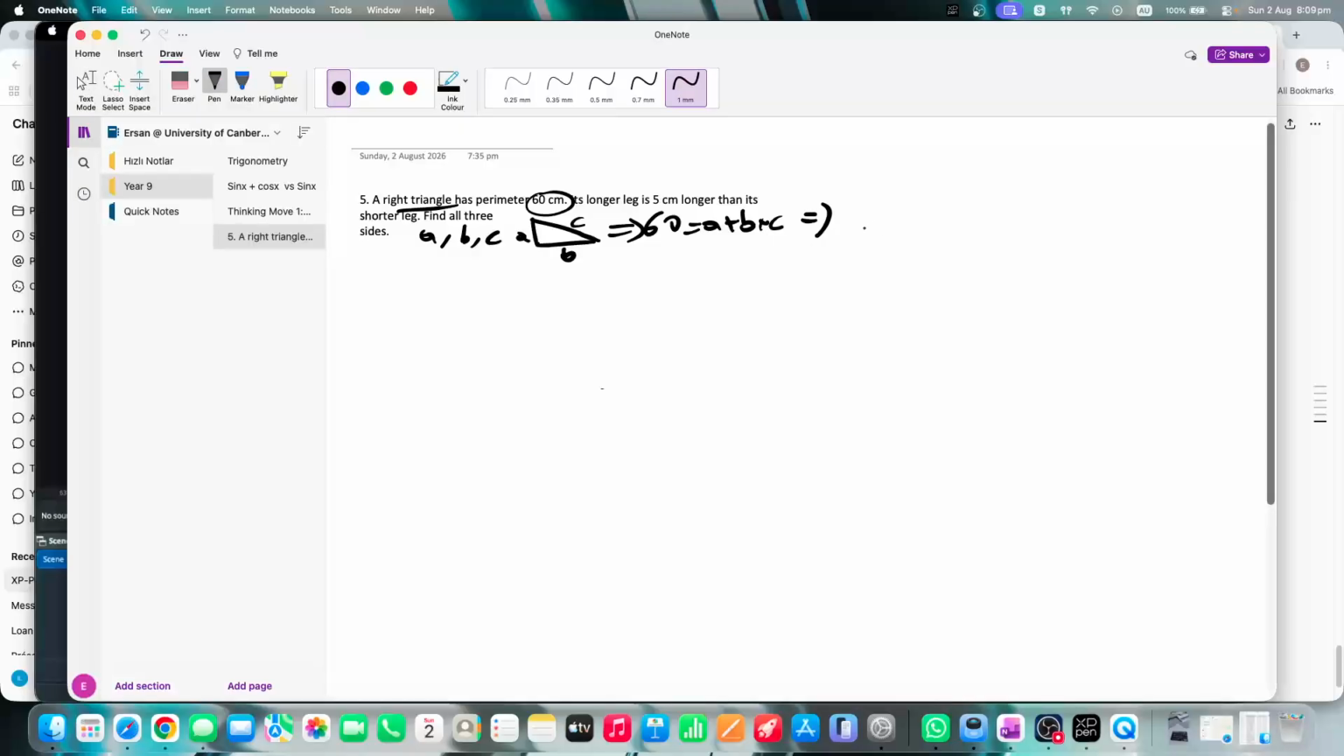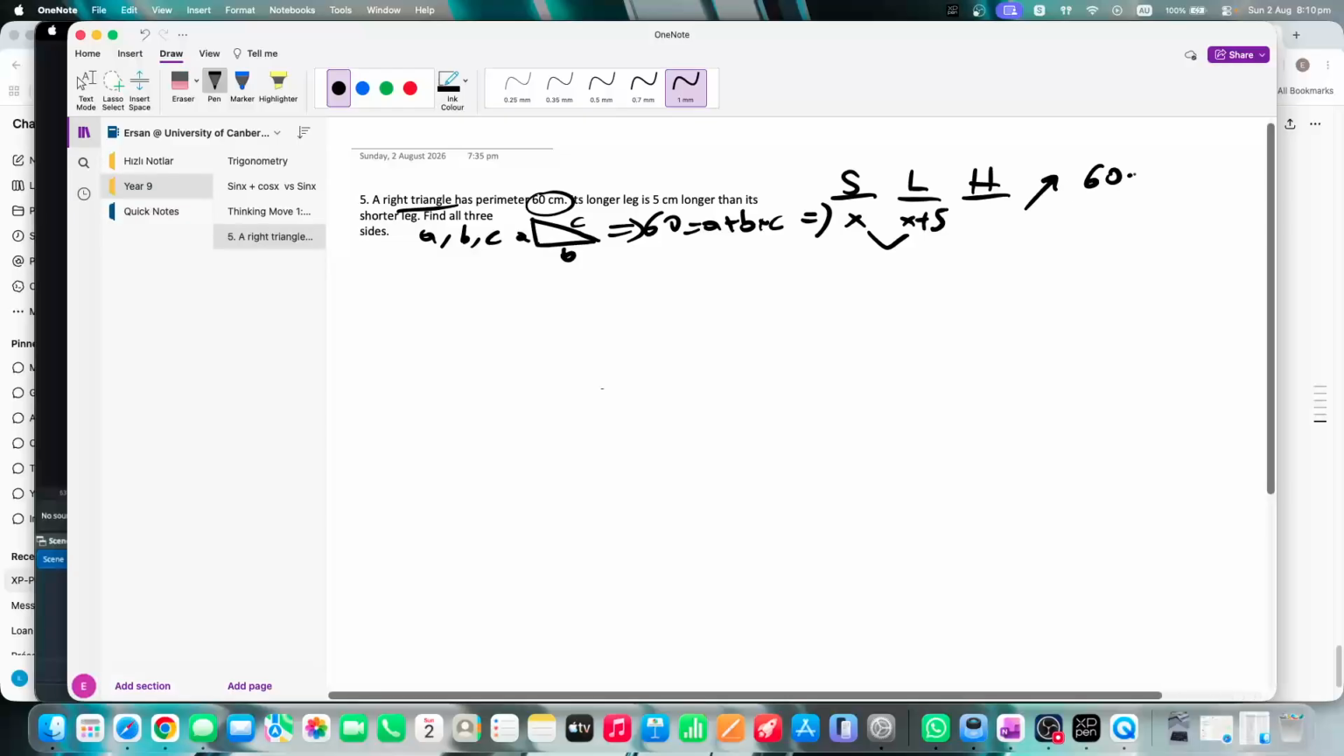Then, I also know the difference between the longer leg and the shorter leg is 5, which means if I just call the shorter leg x, then the longer leg is x plus 5. And how about the hypotenuse? Their sum is 2x plus 5, and if I add all these together, I'll get 60. So 60 is 2x plus 5 plus hypotenuse. Then my hypotenuse is basically 55 minus 2x.